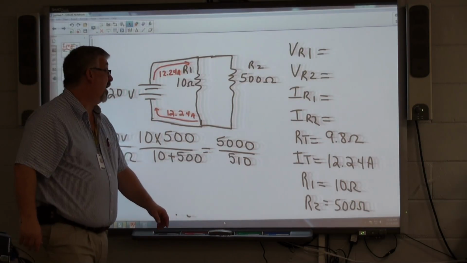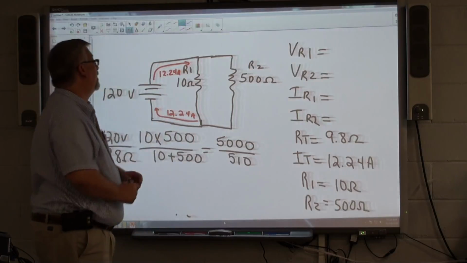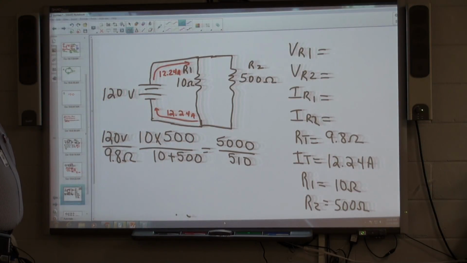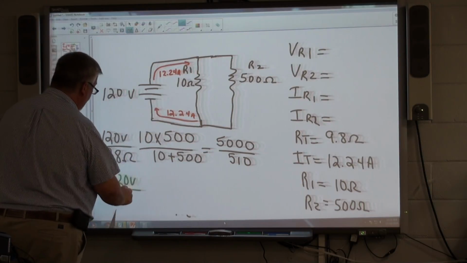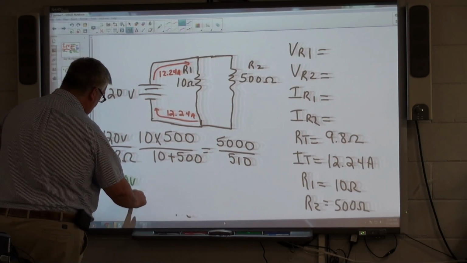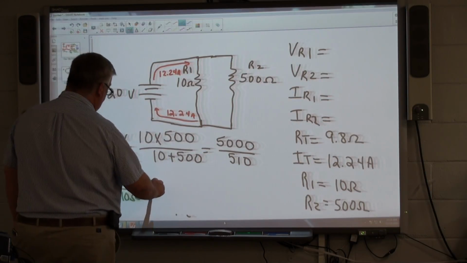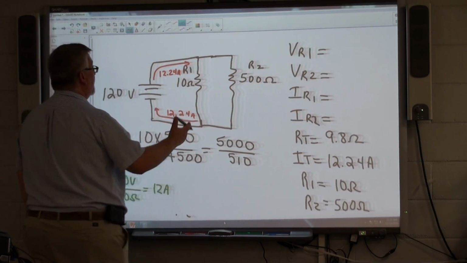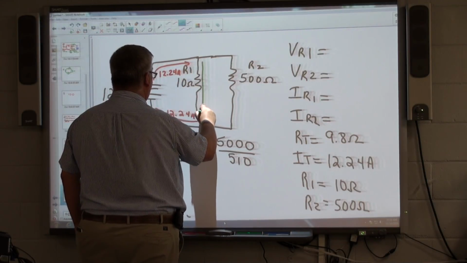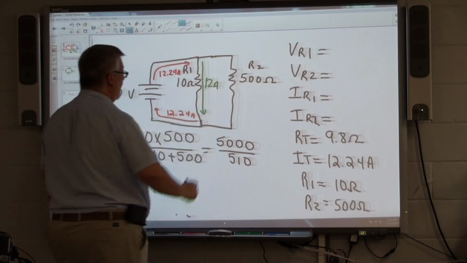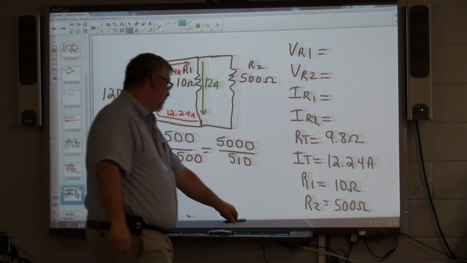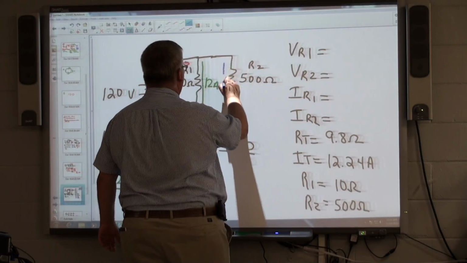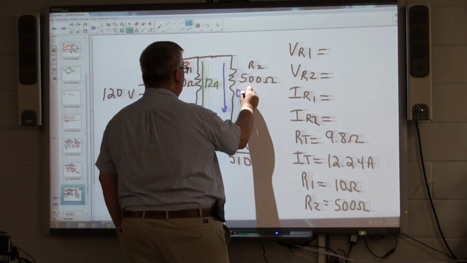So let's do IR1 now. How do we get the value of IR1? Volts. All right, so 120 volts over a resistance of 10 ohms, right? Yes. That equals how many amps? 12 amps. So we know right here we've got 12 amps of current. I can guess what's going through that other one. Anybody guess? 0.24. So I'm gonna go ahead and write it, and we're gonna prove it Ohm's law wise.